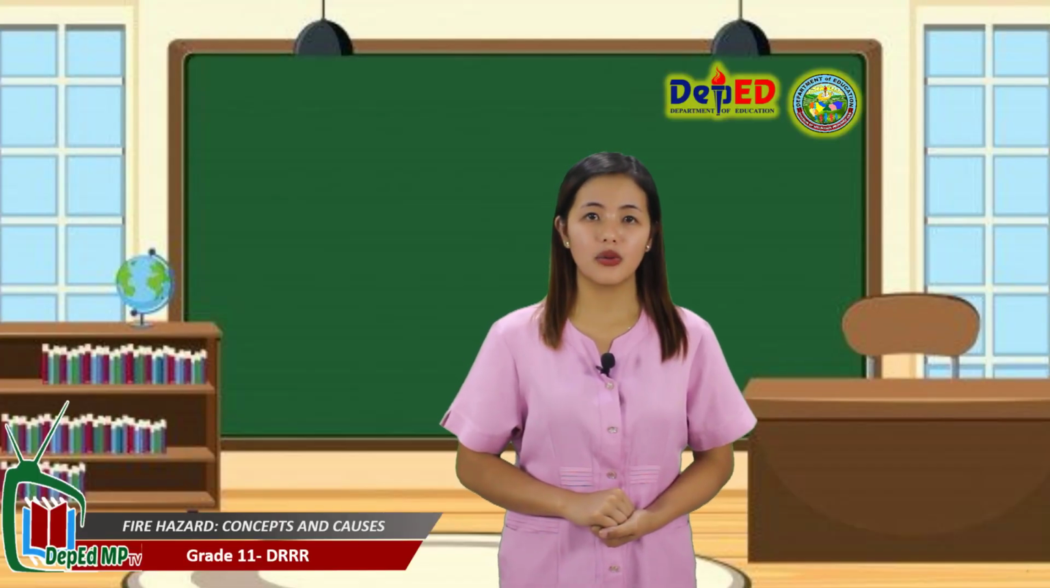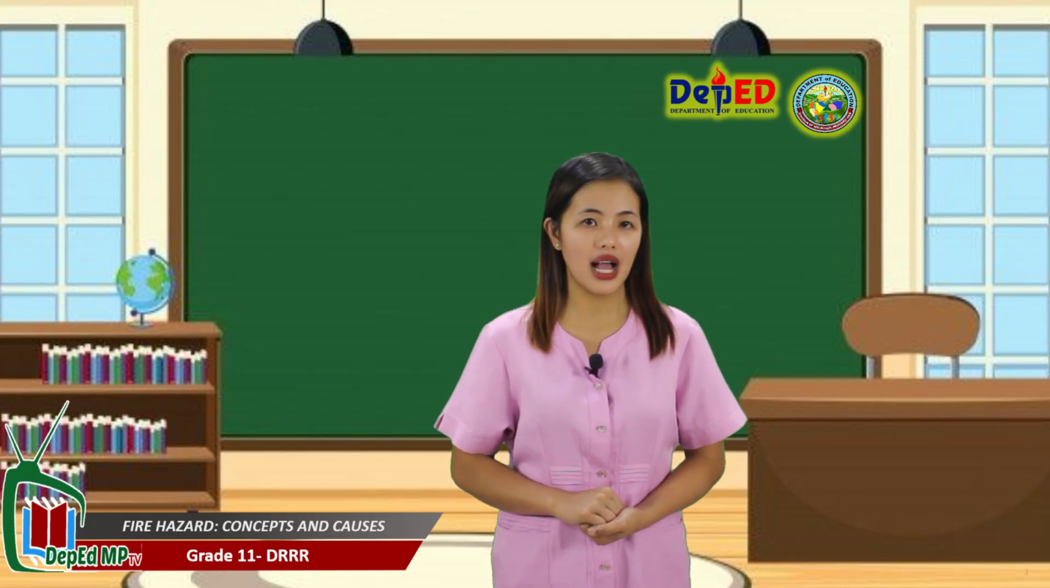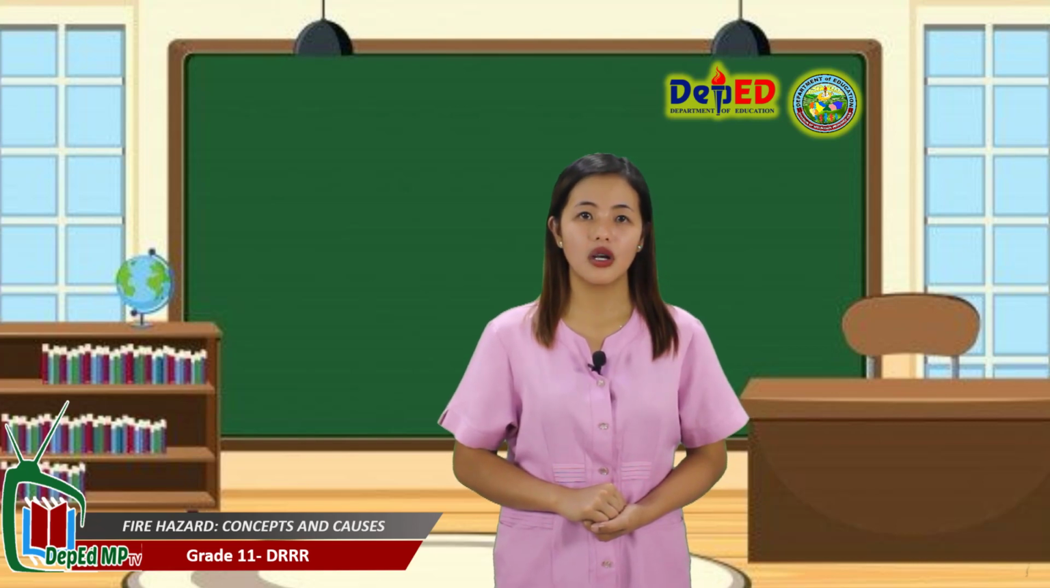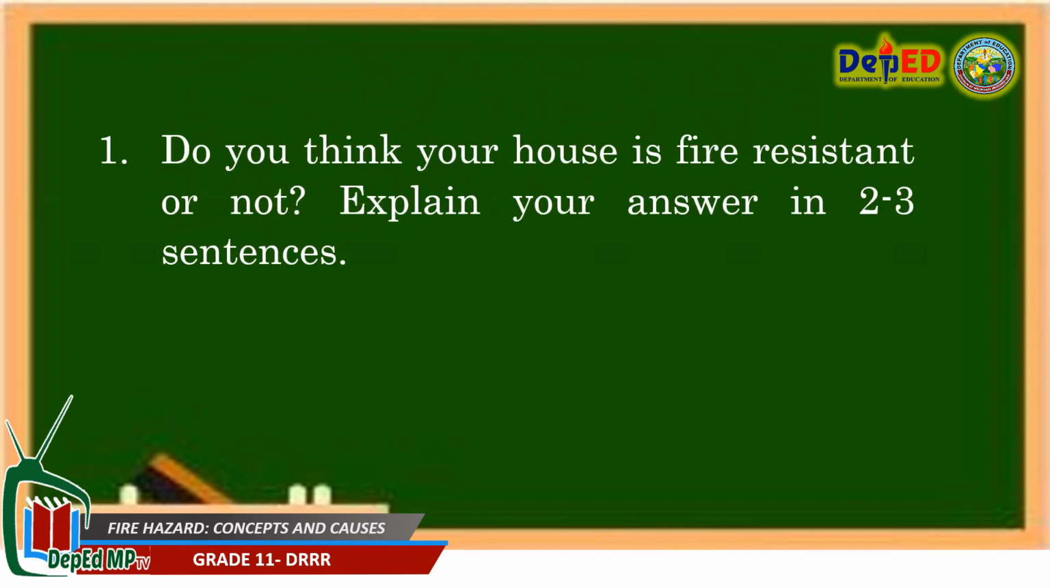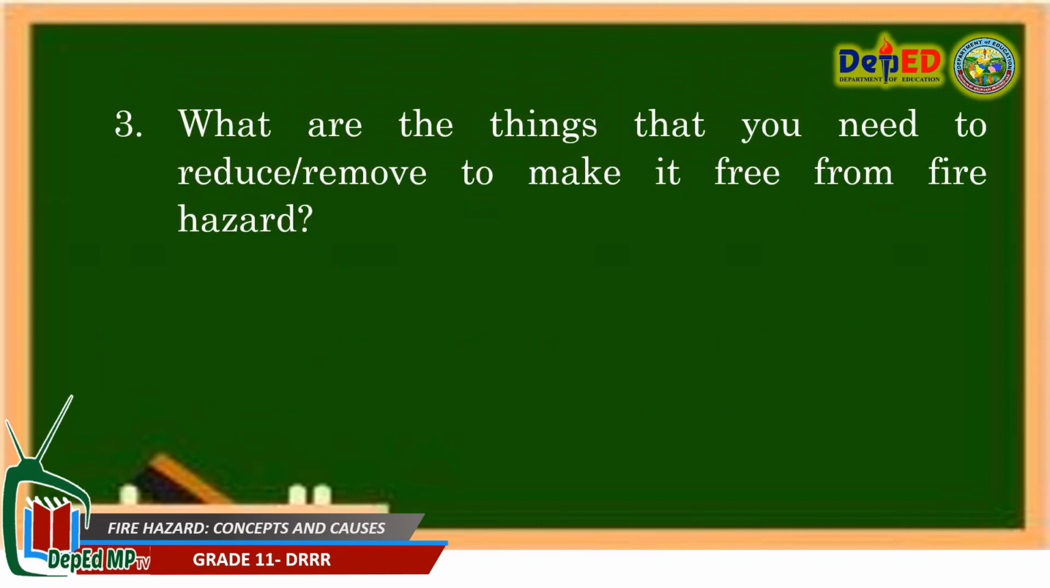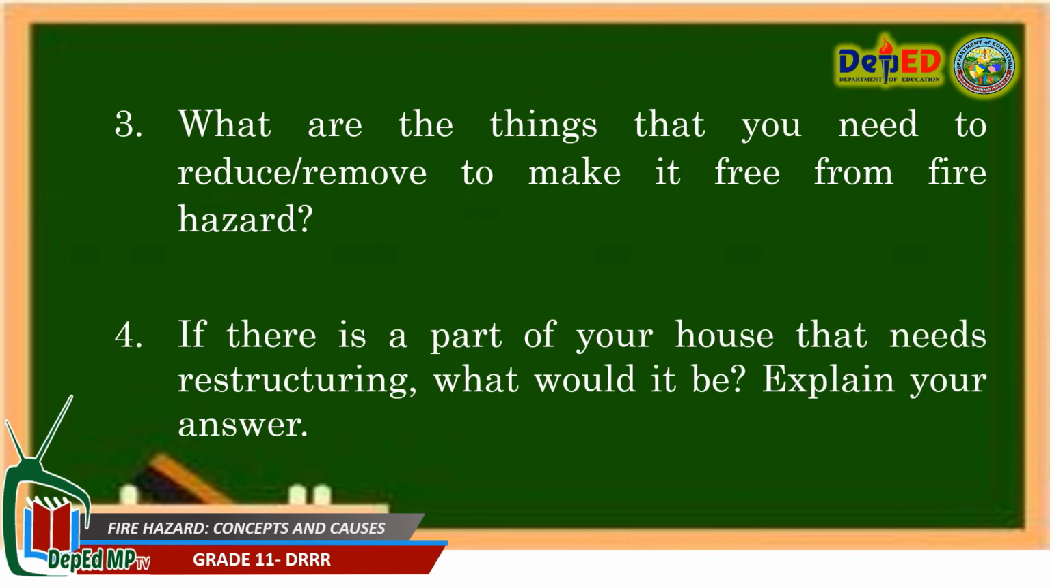Our next activity will require you to take a trip around your house. I will give you 5 minutes to study the structure of your house with the help of the following questions. Number 1. Do you think your house is fire resistant or not? Explain your answer in 2 to 3 sentences. Number 2. What are the things you would add to improve fire safety in your house? Number 3. What are the things that you need to reduce or remove to make it free from fire hazard? Number 4. If there is a part of your house that needs restructuring, what would it be?